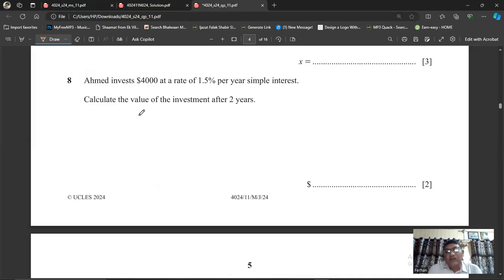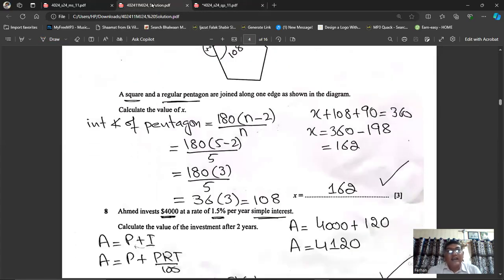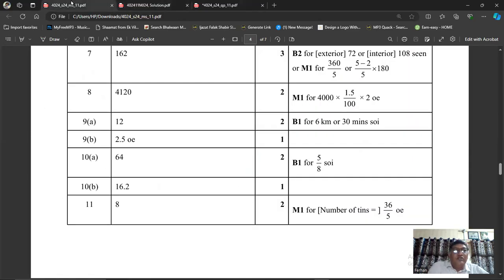So you know the formula: the amount is equal to the principal plus interest, and the interest is PRT divided by 100, where P is the principal amount and R is the rate. So the amount is equal to 4,000 plus 4,000 into 1.5, and the time is 2 years, divided by 100. So you will have 4,000 plus 120, that is 4,120. So the amount will be 4,120. Our answer is right.